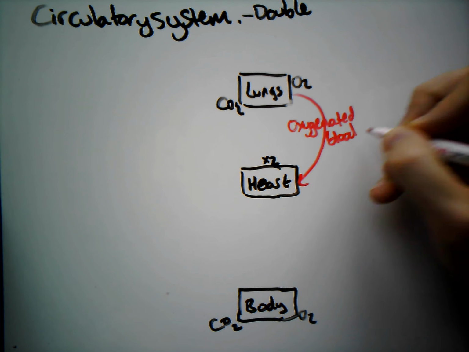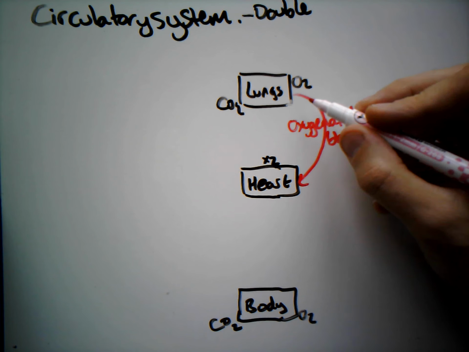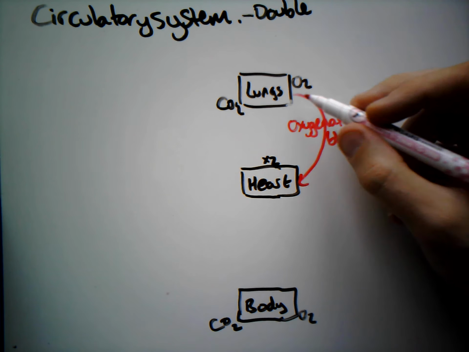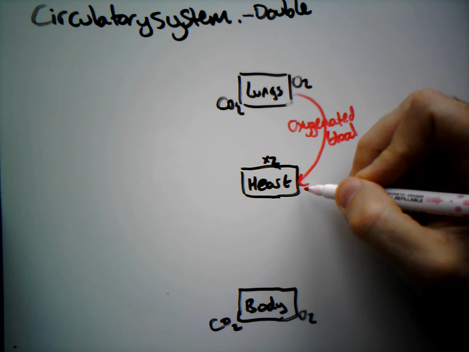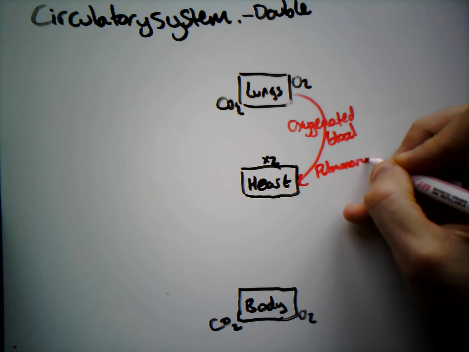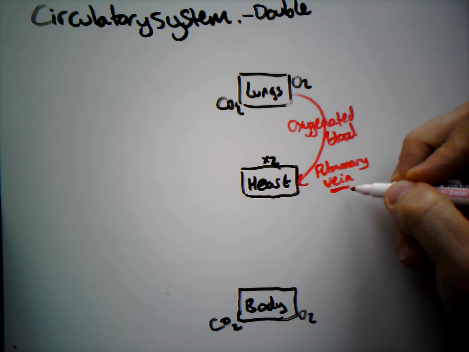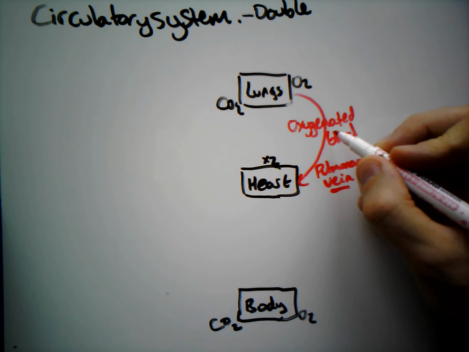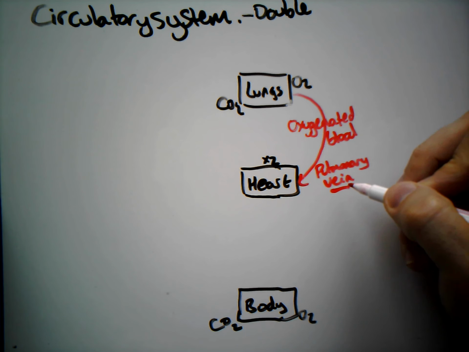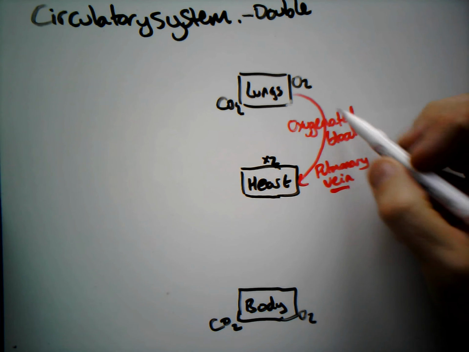which we generally represent in diagrams in red. So this oxygenated blood carries oxygen from the lungs through our blood vessels, through what we call our pulmonary vein, into the heart. Now it's interesting to point out the pulmonary vein is the only vein in the body that carries oxygenated blood. All other veins in the body carry deoxygenated blood, which we'll look at in a minute. The pulmonary vein is special, it's the only one that goes into the heart carrying oxygenated blood.